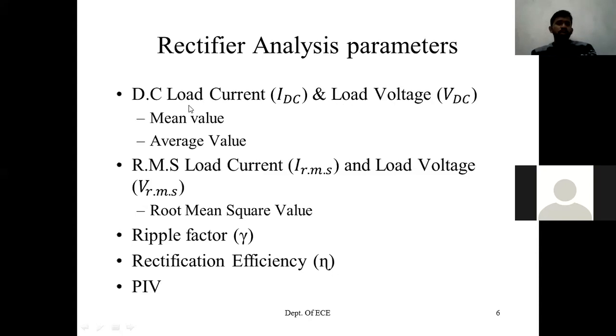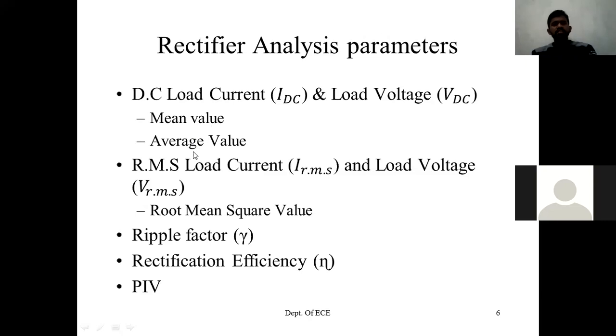The mathematical definition we will use to find out this DC load current is mean value. As you know, mean value or average value, both are the same, right? So when you find the mean value for current, that is DC current. If you find it for voltage, that is DC voltage. Mean value is DC value.